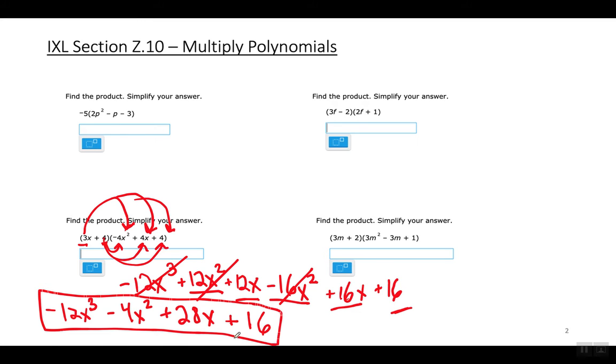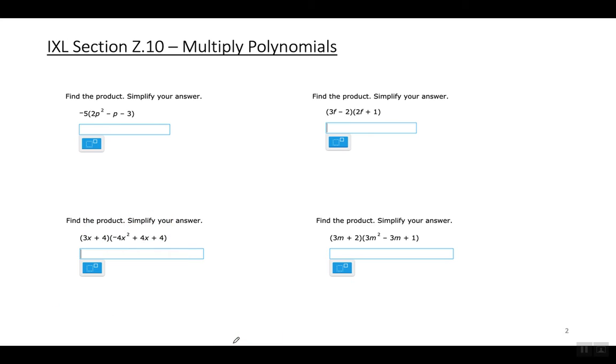Let me do one more like this, all right? So again, over here I've got a binomial times a trinomial. So I'm going to take the first term and multiply it times each of the terms in these parentheses.